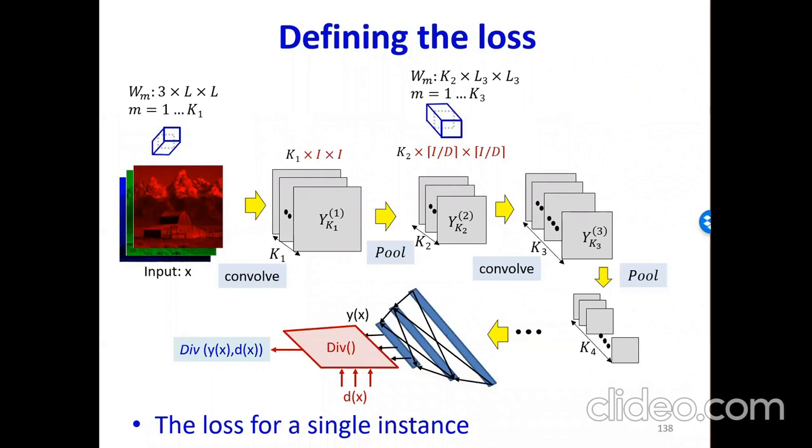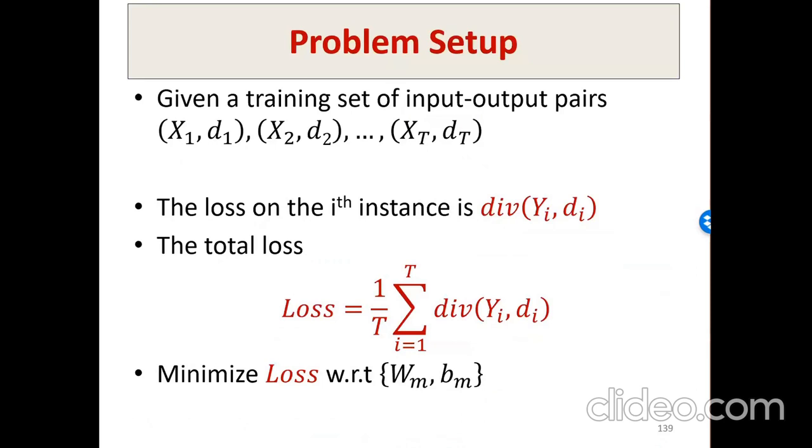So to do the actual training, we have to define the loss between the actual output of the net and the desired output. And as usual, we'll first define a divergence between the two. For classification tasks, this divergence is typically going to be a KL divergence. The rest of the problem is set up as usual. We have the usual training set of input and output pairs. We have the divergence between the actual and desired outputs for each instance. This is a function of the parameters of the net. So the overall loss is the average of the divergences in the training set. This too is a function of the parameters of the net.